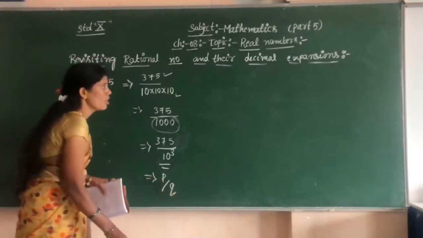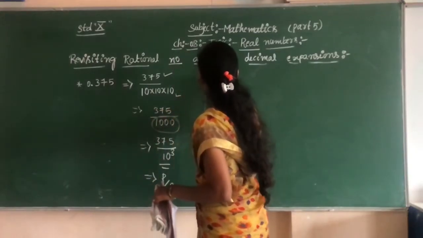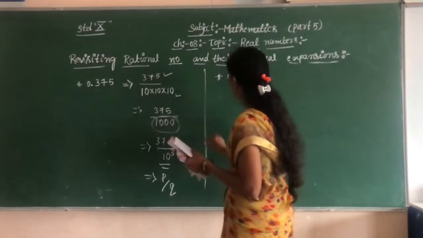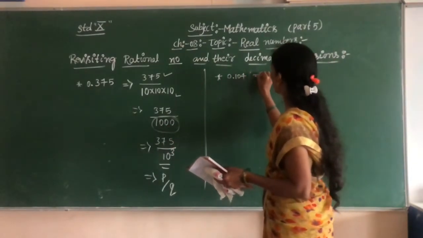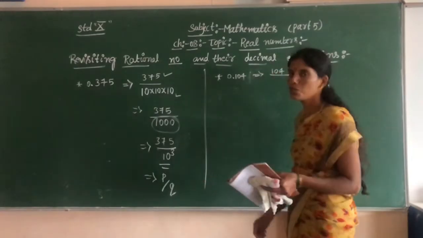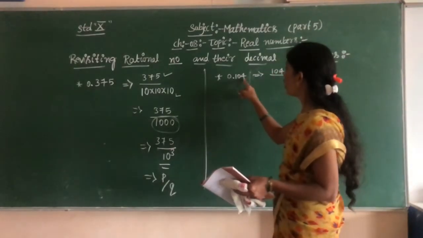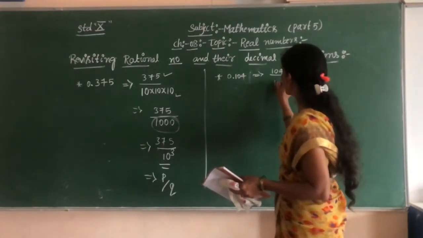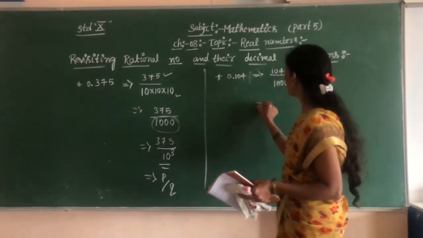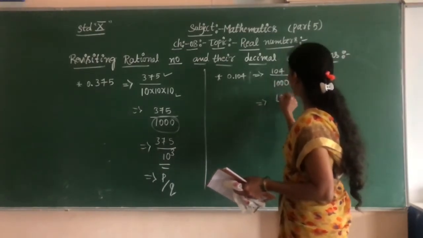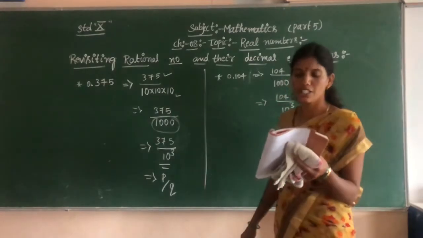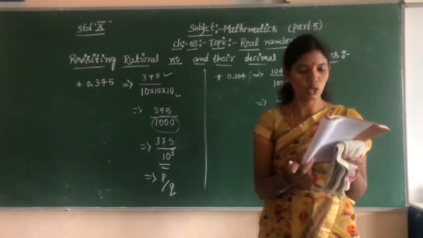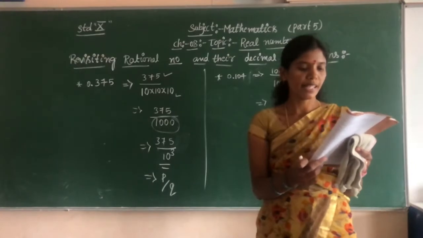Now take the second problem, 0.104. How do we write it here? 104 should be the numerator. For the denominator, ones place, tens place, hundreds place, 0.000, so you put 1000. Here, 104 divided by 10 to the power of 3. Having got it, you should solve the third one and fourth one at home. Some examples are there.